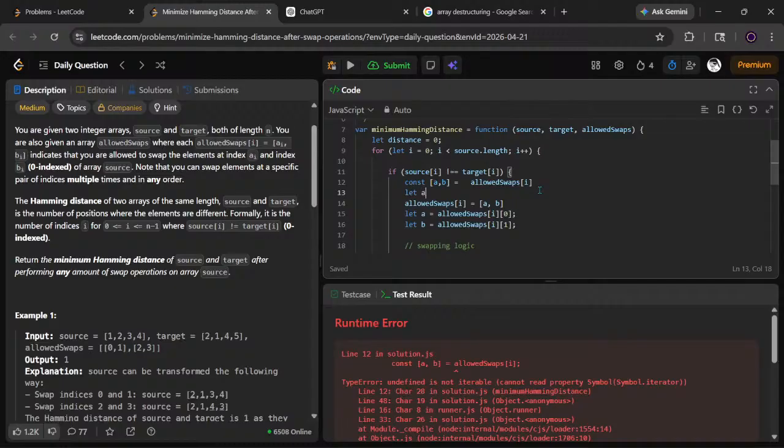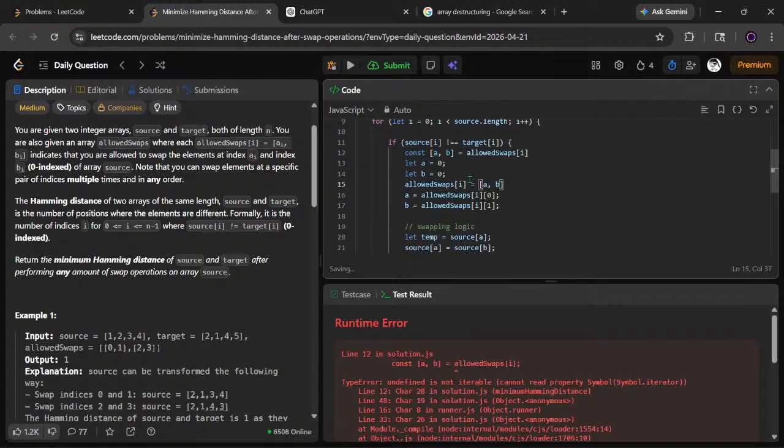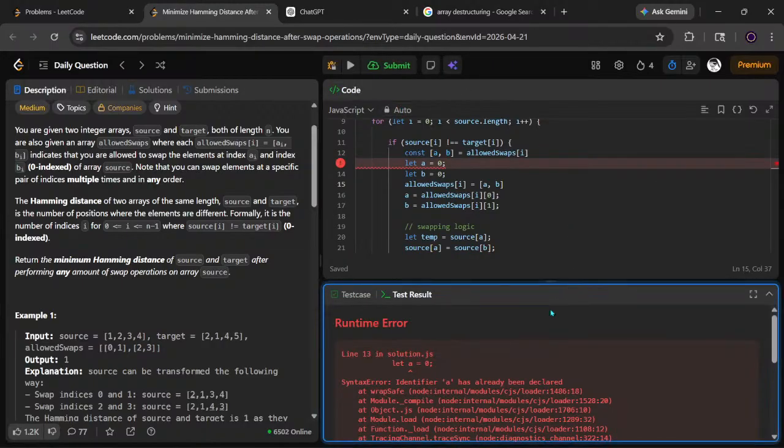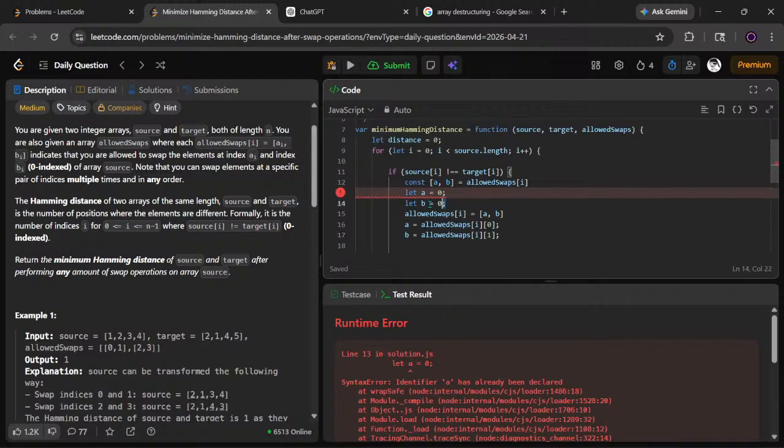Should I just make let A equals 0 and do this after that? Since now we have A and B, they shouldn't be complaining. If it is still complaining, then we need to do... A has already been declared. What do you mean by already declared? Then what are you asking? Oh, you mean this thing? I'm removing this.